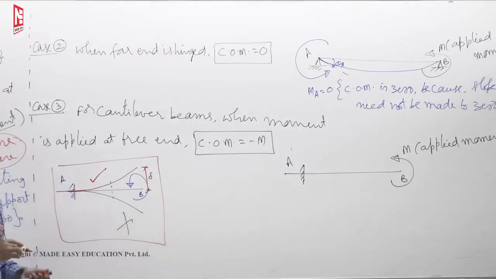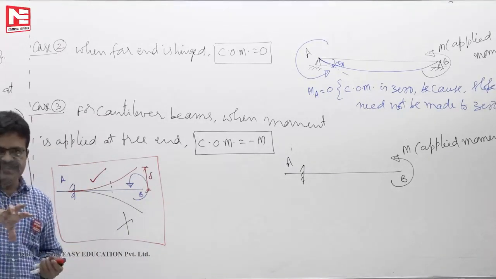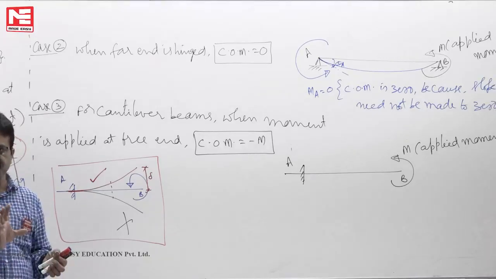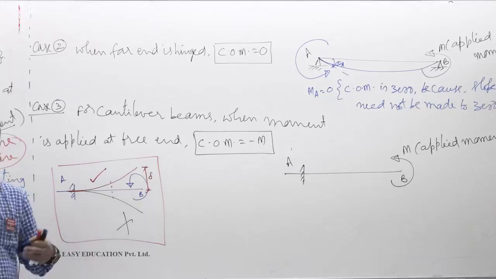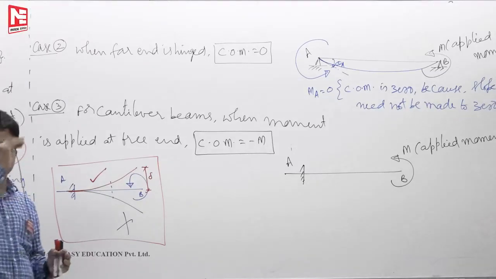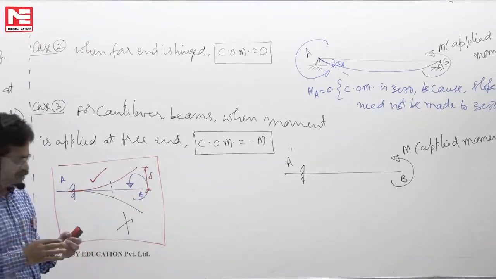So that's how we have to resolve the issue. Apply the moments, then you see whether it will sag or hog. Is it sagging moment or hogging moment? Then accordingly force the beam to sag or hog. In the process it may go up or go down, whatever it is.